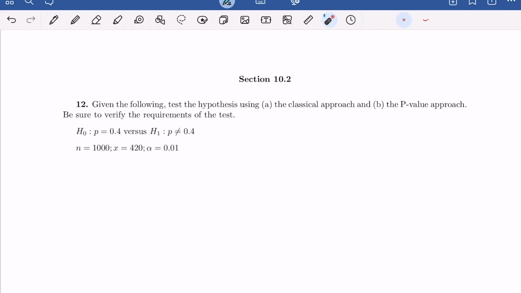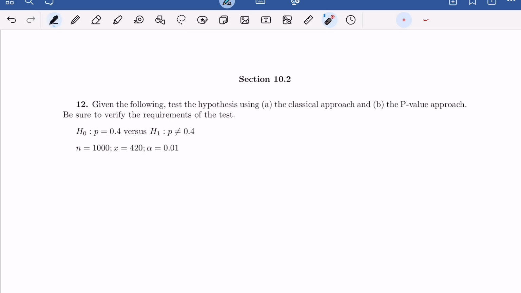All right, so this brings us to section 10.2, where we're looking at hypothesis tests for a population proportion. So for question 12 here, given this information, we want to test the hypothesis using the classical approach and the p-value approach, and then we also want to verify the requirements of the test. We're just given this information here. We have our null and our alternative hypothesis. We have our population and our sample size, and then we also have our level of significance.